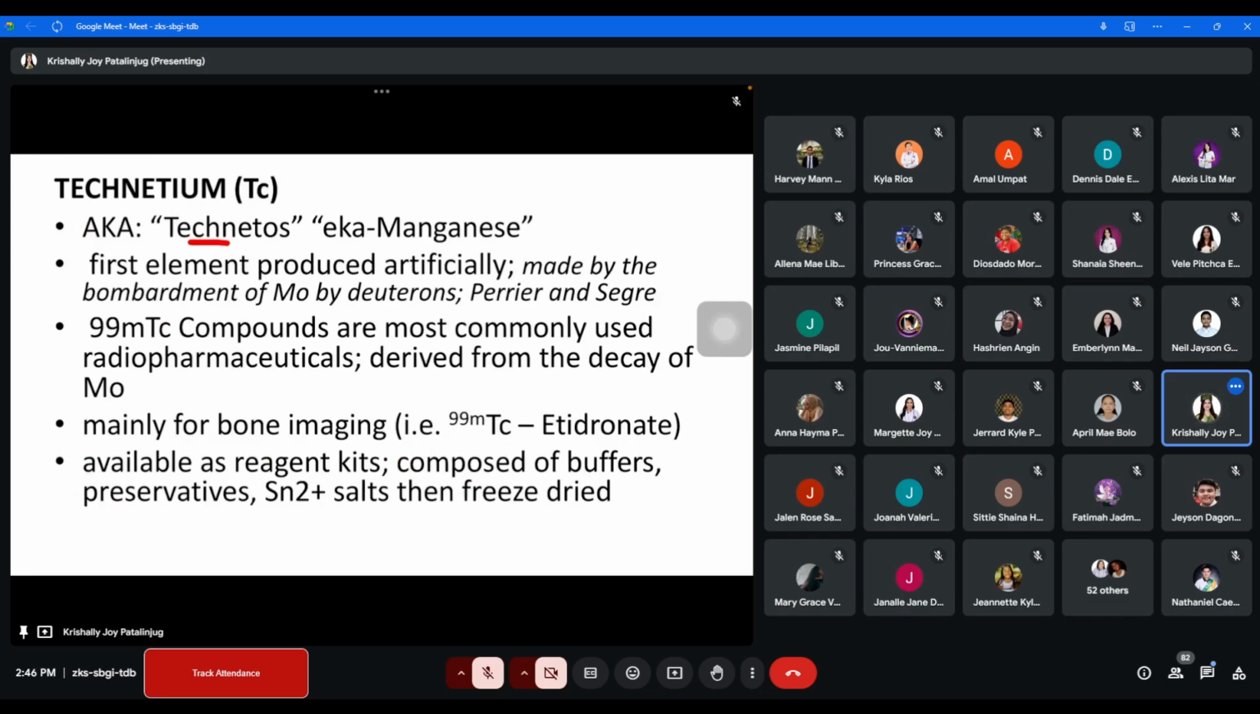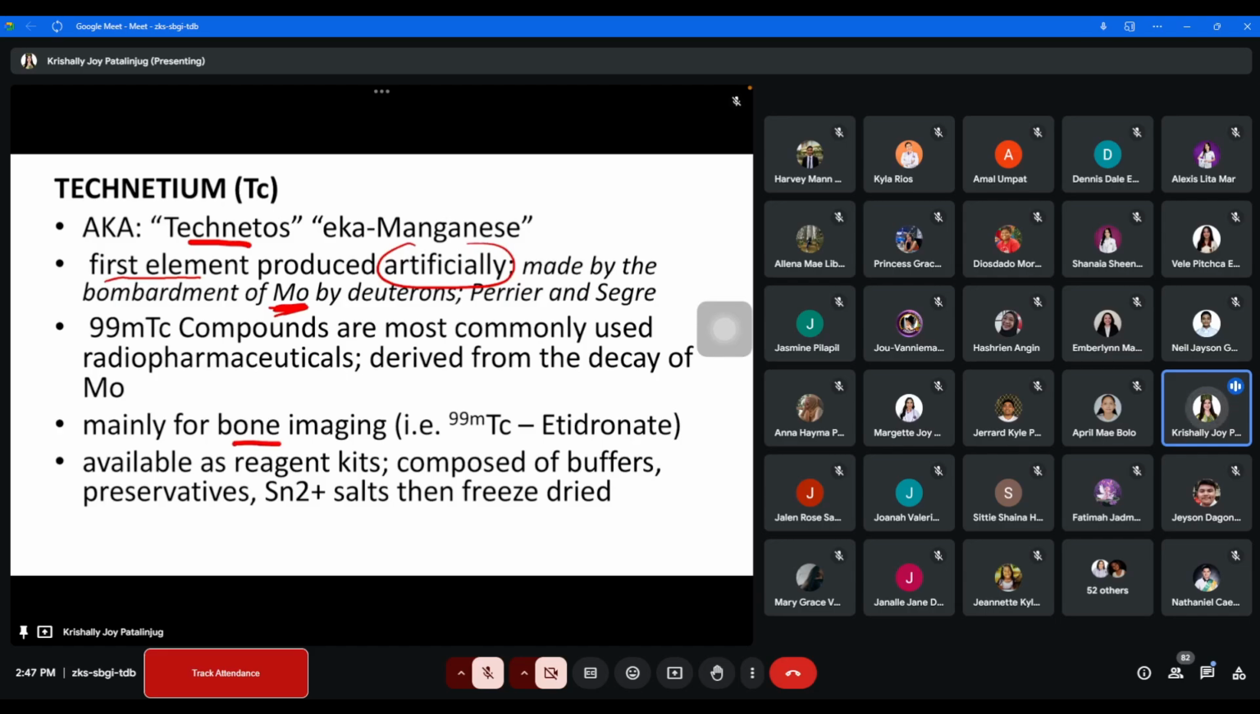It comes from the word technetos, also known as Eka-manganese, the first element produced artificially. It is obtained from the radioactive decay of the element molybdenum. Right? The concept is that when there is radioactive decay, alpha decay, beta decay, a different element is formed. So radioactive decay of molybdenum by deuterons tends to produce technetium.